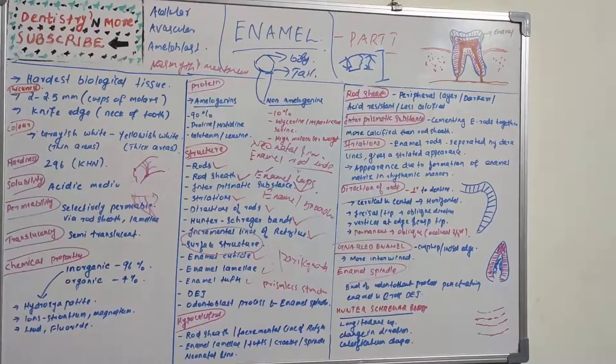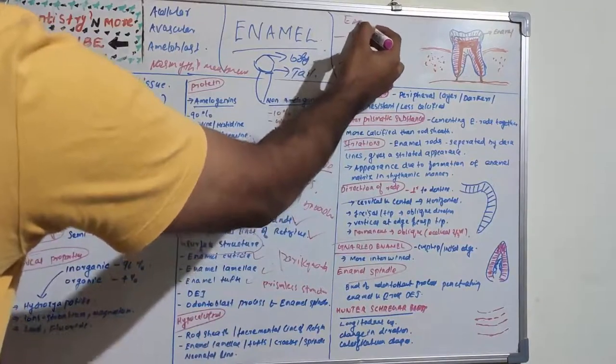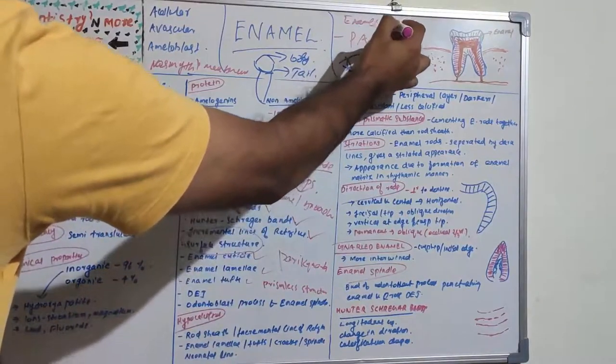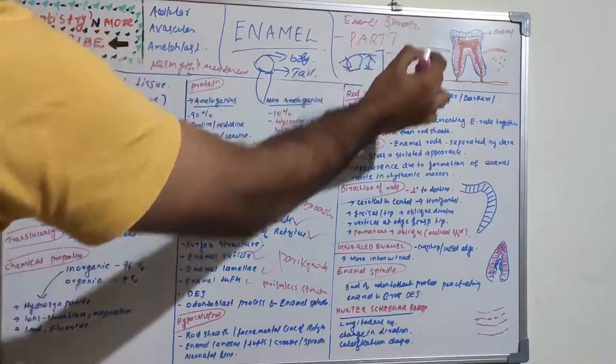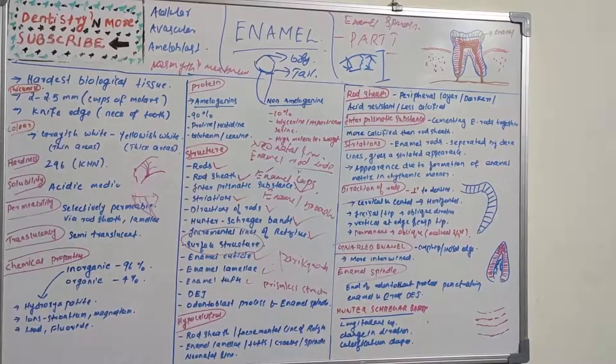So an enamel spindle is always parallel to the ameloblast, whereas enamel rods are at right angles to the ameloblast. So that is about enamel spindles.